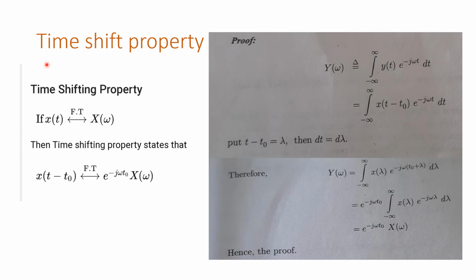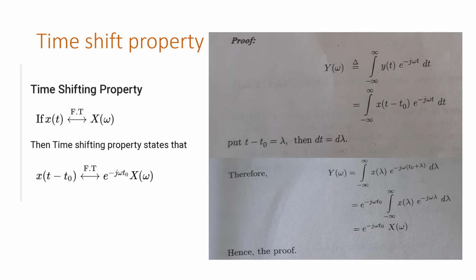Consider another property, the time shift property. The time shift in the signals can be done either to the right side or the left side. Here I have considered a time shift to the right side, that is x of t minus t naught. When the Fourier transform is applied to the signal x of t minus t naught, we get the result as e to the power minus j omega t naught into x of omega.